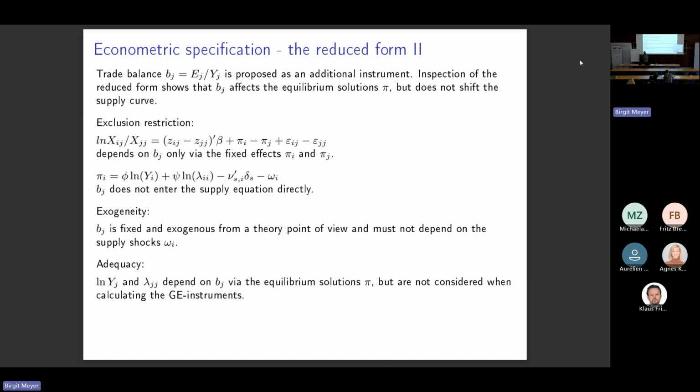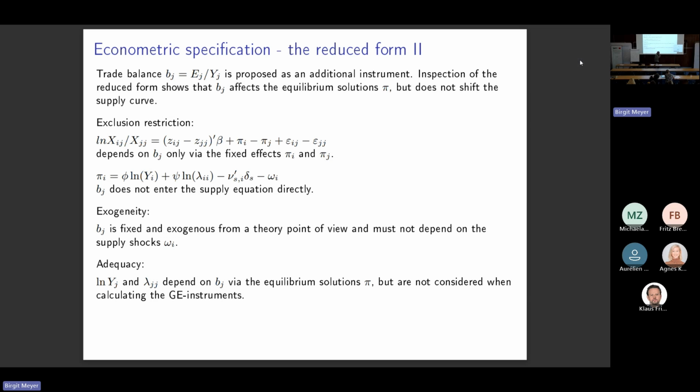Currently, I have one idea, and the idea is to use the trade balance as an instrument. Because if the trade balance comes in, output and expenditures are different, and therefore so are output and lambda I, the domestic trade share.